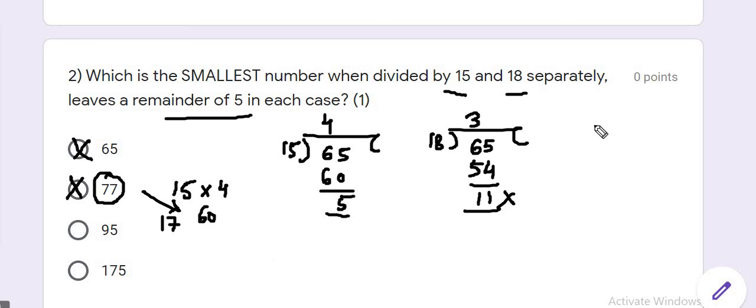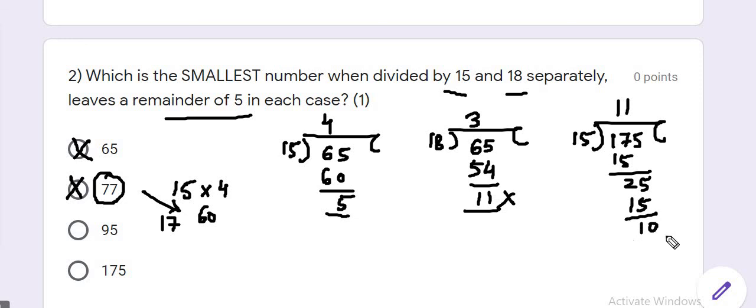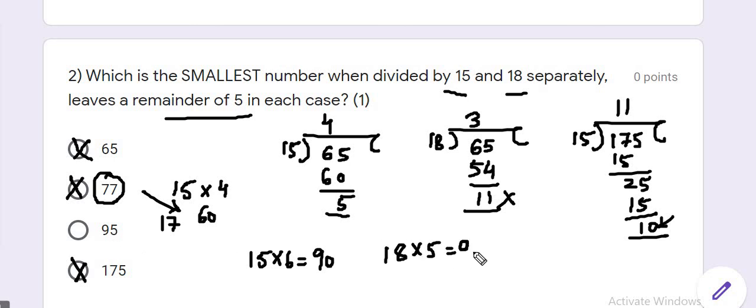Similarly, 175. If you divide 175 by 15, you have 10 as remainder. So the only option left is 95. If you multiply 15 with 6, we have 90, so we have 5 as the remainder, and 18 into 5 is also 90. Again we have 5 as the remainder. So basically 95 is the only number which when divided by 15 and 18 leaves 5 as the remainder. So C is the correct option.